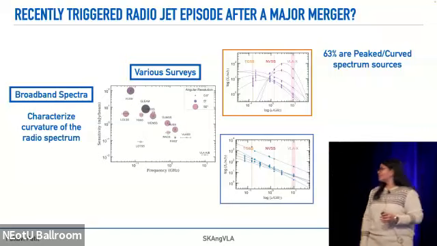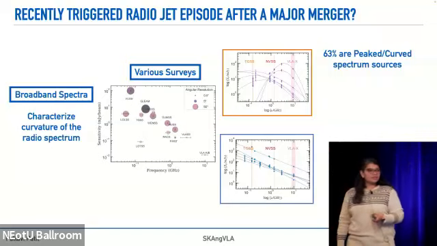We're going to finish with a question from online. Ilse van Bemmel asks, could SKA VLBI help to identify the structure of fainter and very compact sources?